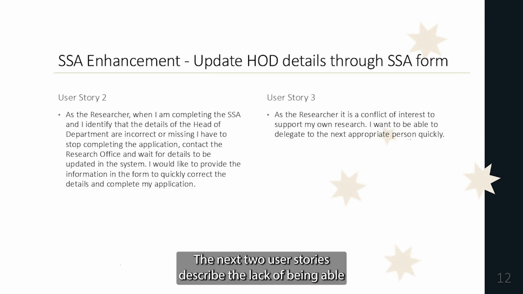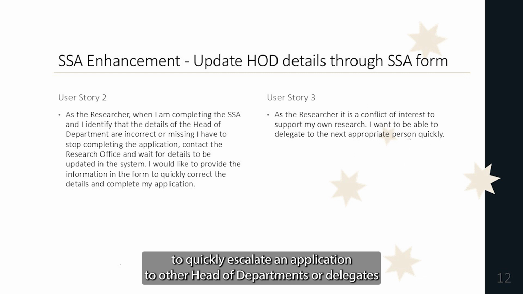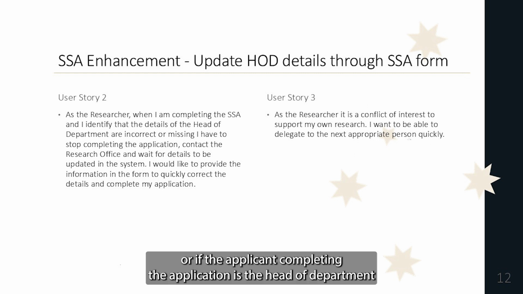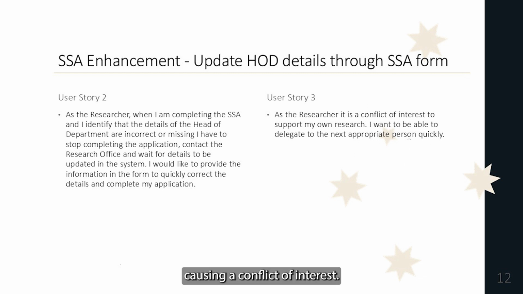The next 2 user stories describe the lack of being able to quickly escalate an application to other header departments or delegates when there are incorrect or missing header department details, or if the applicant completing the application is the header department, causing a conflict of interest.